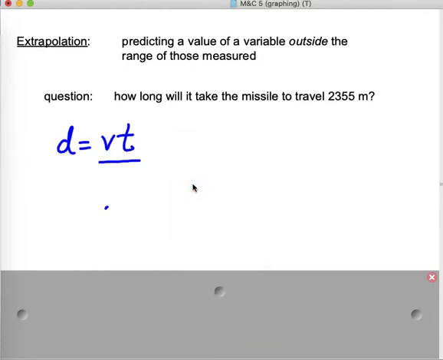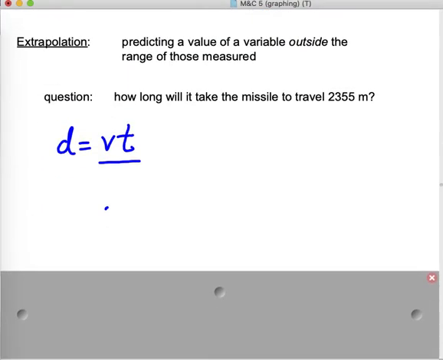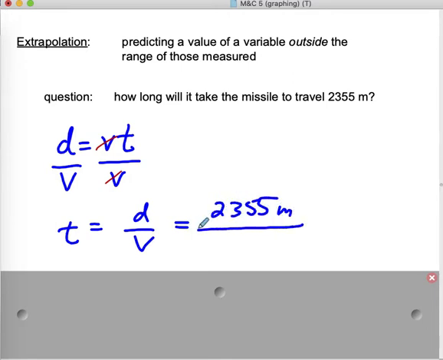By dividing both sides by velocity. And velocity cancels velocity, and I have my rearranged equation, time equals distance over velocity. Now I'll plug in, my distance is 2,355 meters, my velocity is 376 meters per second, to give me a time of 6.26 seconds. And I'll draw a box around it.